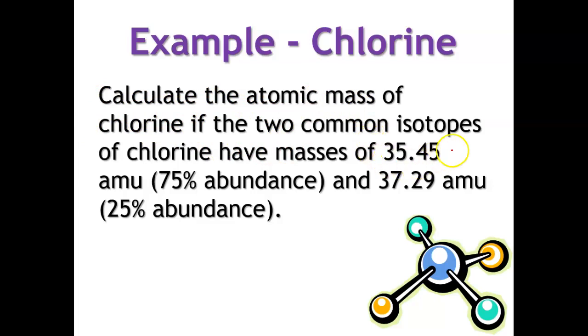First thing I'm going to do is circle all my given numbers. Every number that I see, I'm going to circle. Then I'm going to label: this is my isotope 1, my isotope 2. Isotope 1 has 75%, so that's my percent. Isotope 2 has my second percent. Now I'm going to underline what to calculate.